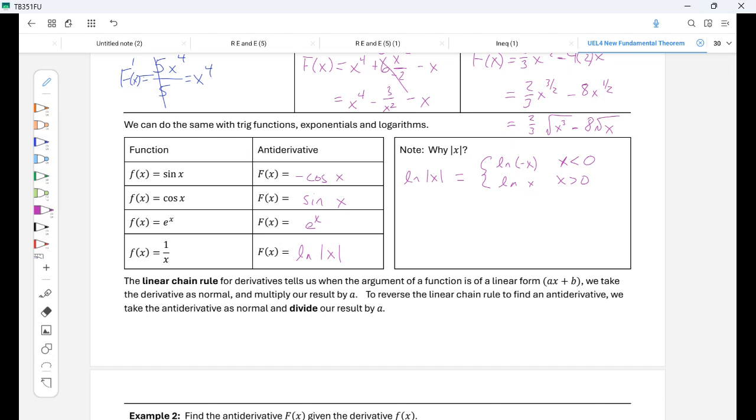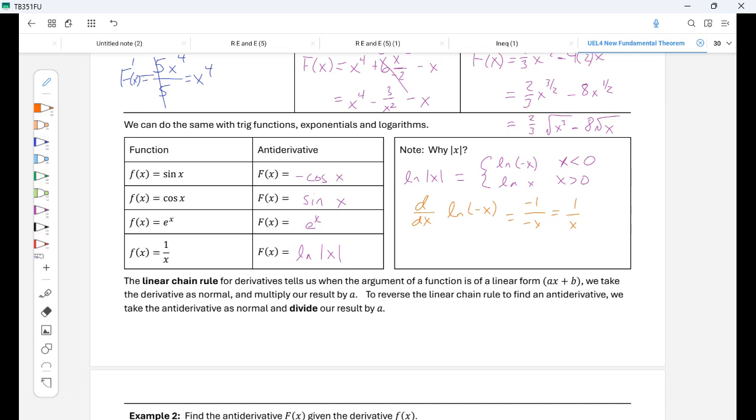Let's take the derivative of this without writing it all down. The lower piece, the derivative of ln of x is 1 over x. What's the derivative of, I'll change colors for this, what's the derivative of ln of negative x? Right. We need to use the linear chain rule here. So the argument is negative x, so the thing that goes in the denominator is negative x. The linear chain rule says we need to multiply the whole thing by negative 1. So we end up with negative 1 over negative x, which is 1 over x.